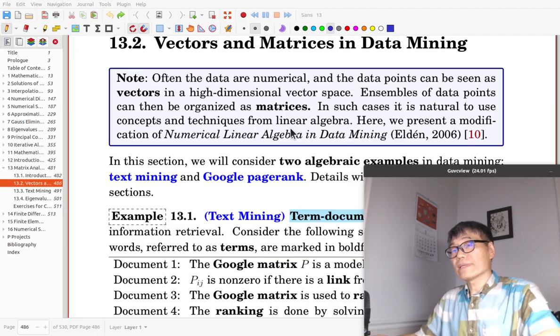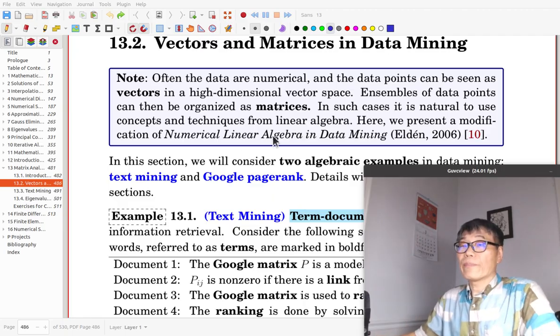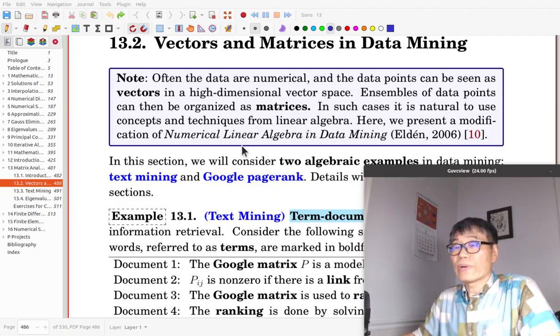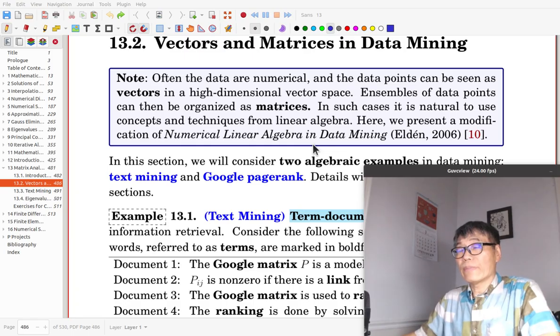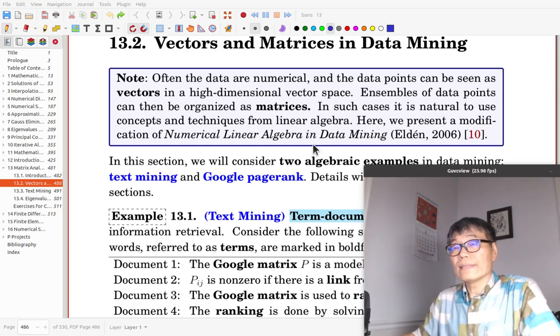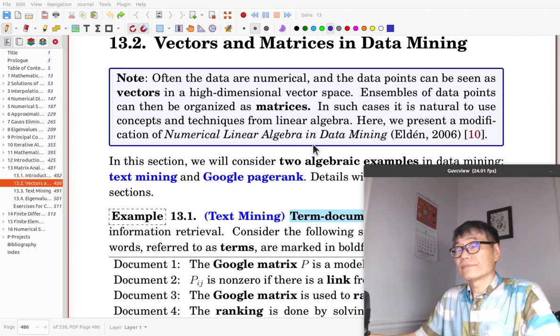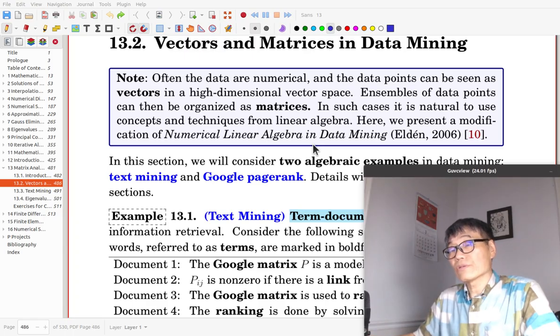Here we present a modification of the paper, Numerical Linear Algebra in Data Mining. If you are interested in numerical linear algebra aspects of data mining, then the paper will be a good source and try to read it. It is a really good paper.